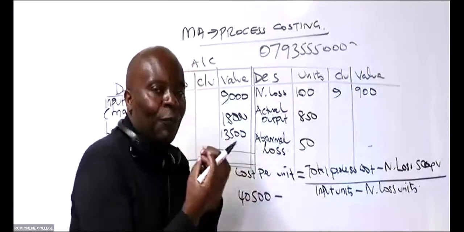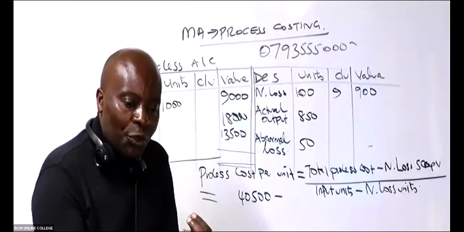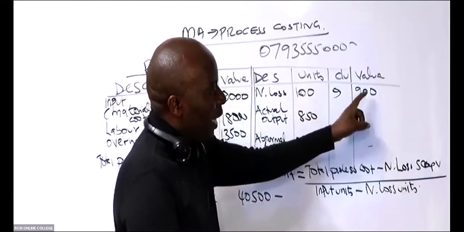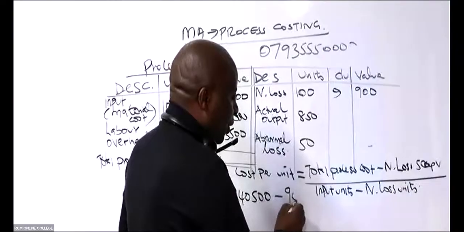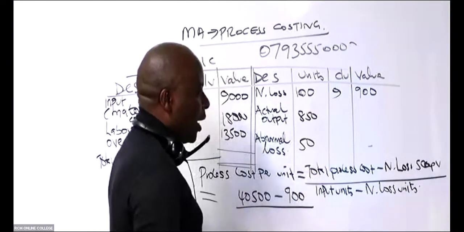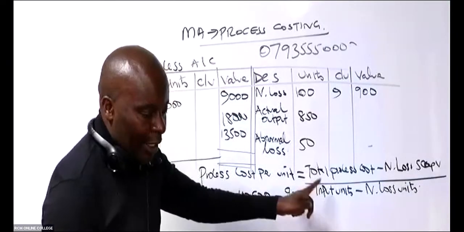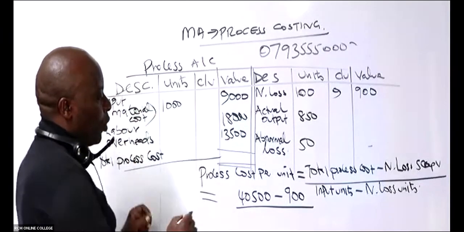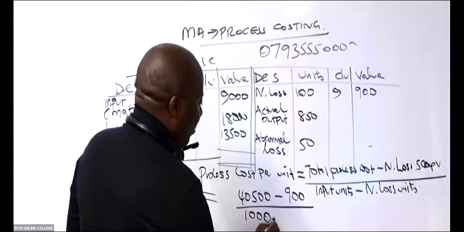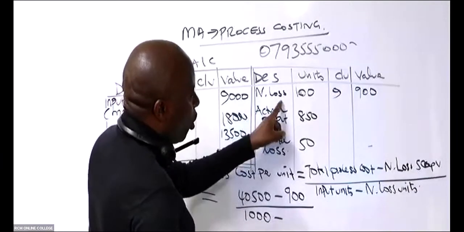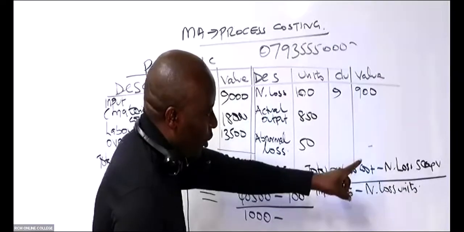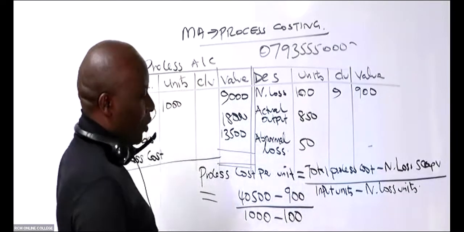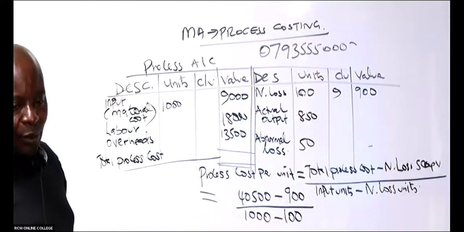Minus the scrap value of the normal loss. Scrap value of the normal loss is here, 900. So minus 900, all over the input units. Input units are these material units. The material units were 1,000 minus the normal loss units, which are 100.